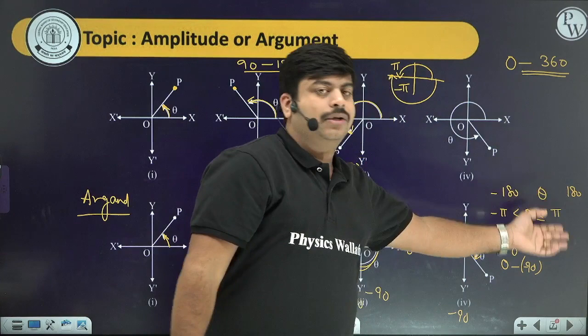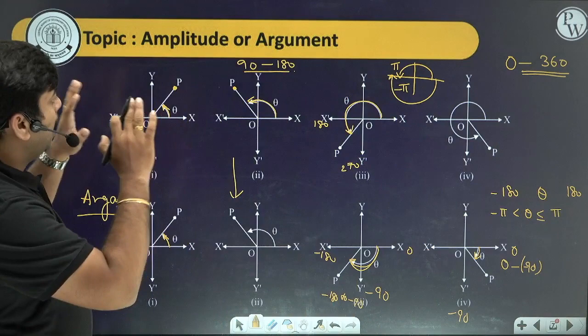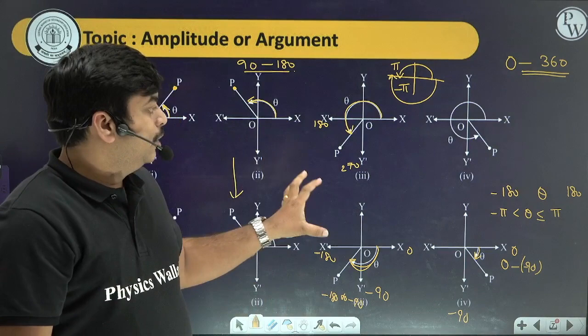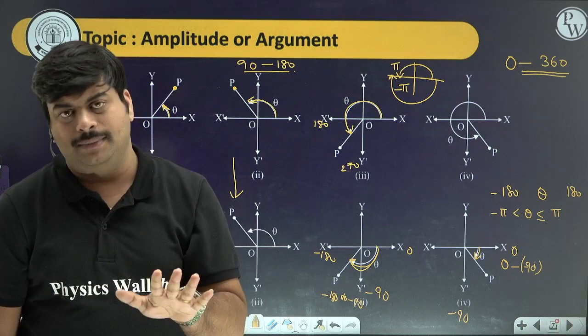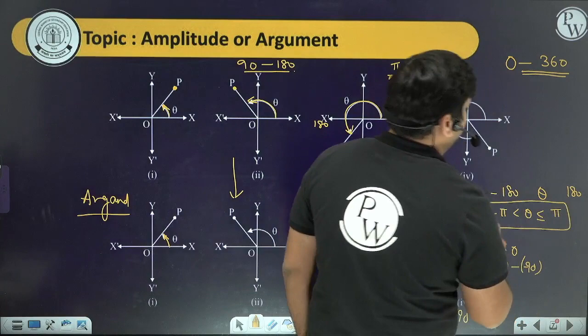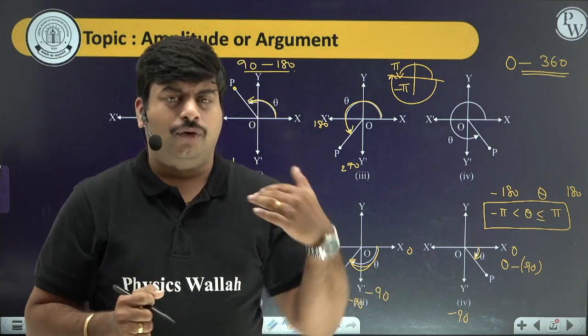So what have I discussed now? It is about amplitude or argument. This is the process to find the angle theta in the Argand plane, for complex numbers. You should be very careful that the argument, the angle, will lie between minus pi and pi only. How to find this angle in the different quadrants, we will discuss.